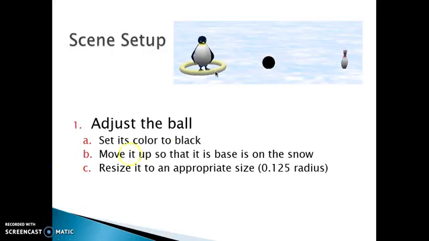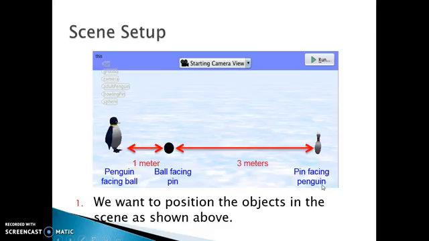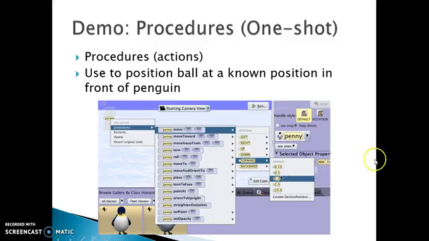Now, back to me. You're going to adjust the ball. You're going to make it black, and move it so that its base is on the snow, because before it was sort of buried in the snow. We want it to be an appropriate size so that it doesn't totally dominate the whole scene. We've already talked about positioning them. And now we're going to look at our procedures.